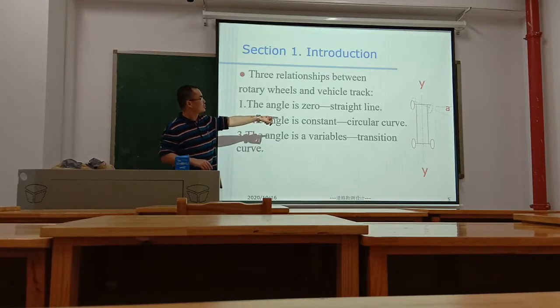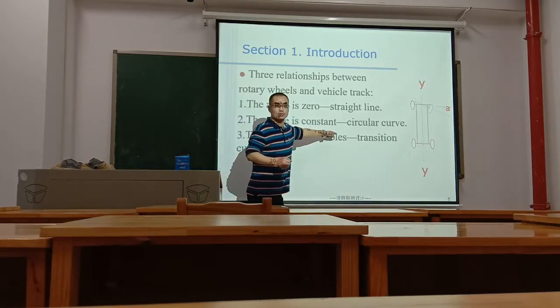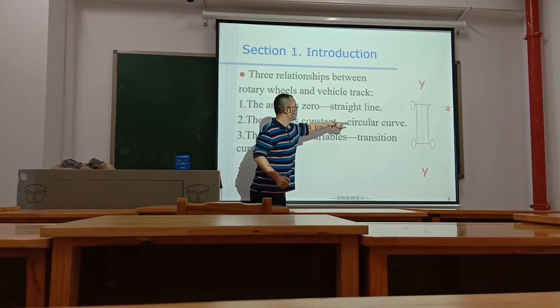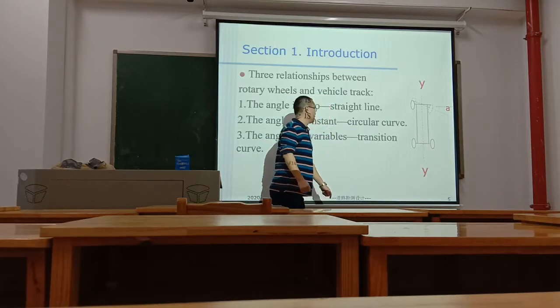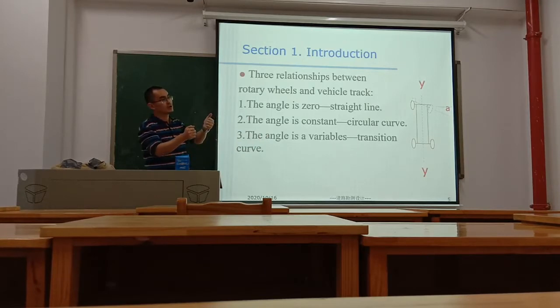When you drive on the circular curve, you must rotate the rotator wheels with a constant angle, turn left, turn right. If on the transition curve, you must rotate the rotator wheels slowly and changeably.